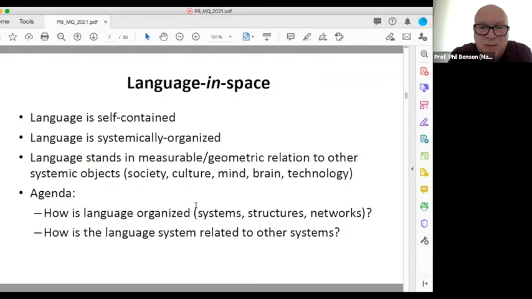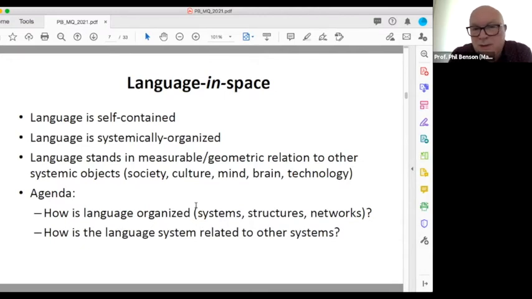And the main ones that we have in the social sciences are society, culture, mind, brain, technology. And if we think of linguistics as a study of language, then of course we have sociolinguistics, which studies the relationship between language and society, or anthropological linguistics, looking at language and culture, psycholinguistics, the relationship between language and mind. But in all of these fields, these objects tend to be thought of as being separate, self-contained, and having their own systemic organization.